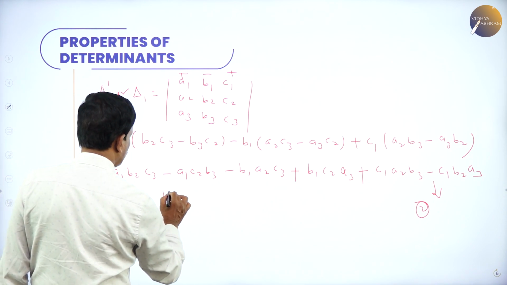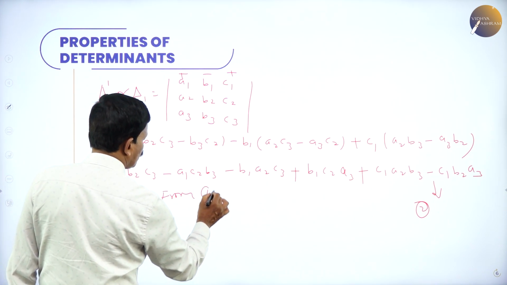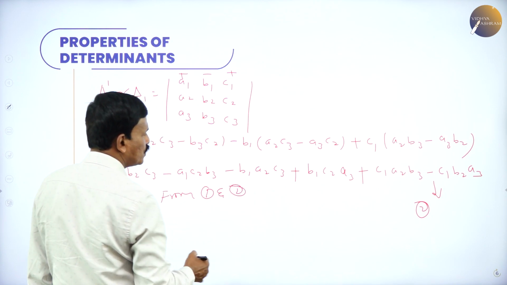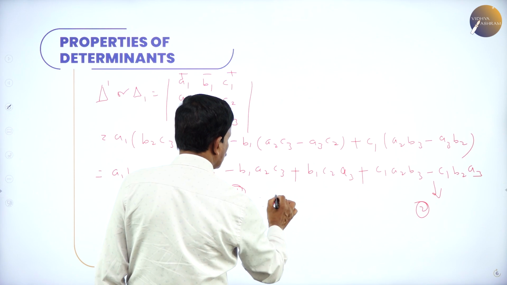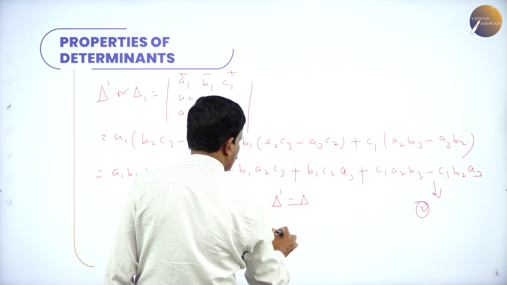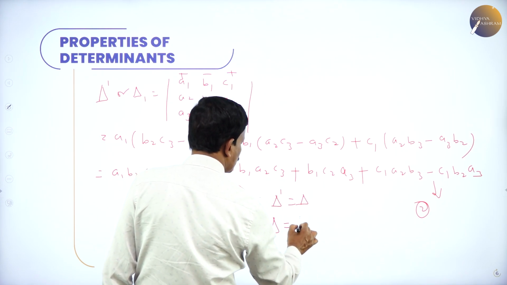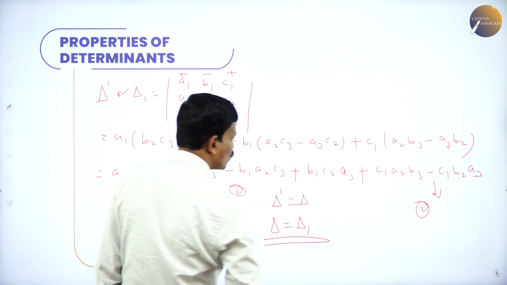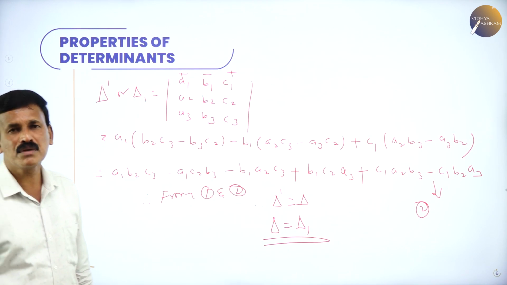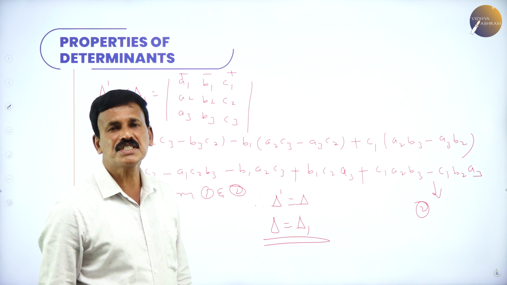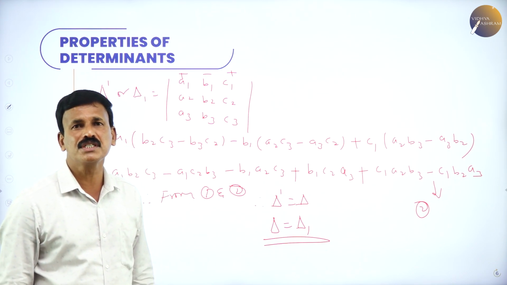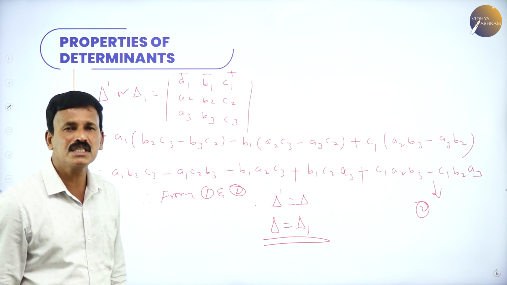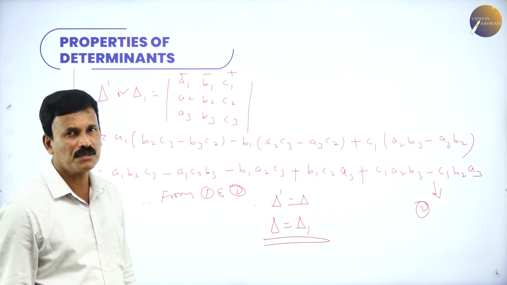Therefore, from 1 and 2, I can say that LHS is equal to RHS. Therefore, delta dash is also equal to delta, or delta is also equal to delta 1. That means the value of a determinant is not altered whenever its rows and columns are interchanged. When the rows and columns are interchanged, the value of a determinant will remain the same.